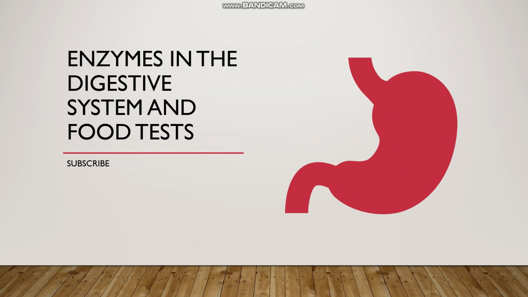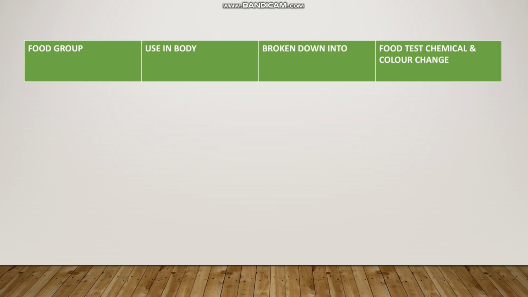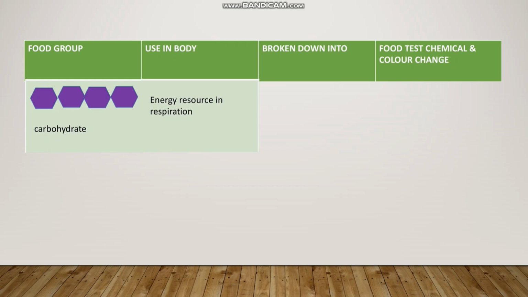Okay, so we'll be learning about enzymes and their digestive system. To start off with, we need to talk about the food groups that are digested in the digestive system. The first one is carbohydrates. Carbohydrate is an energy source used in the body for respiration.